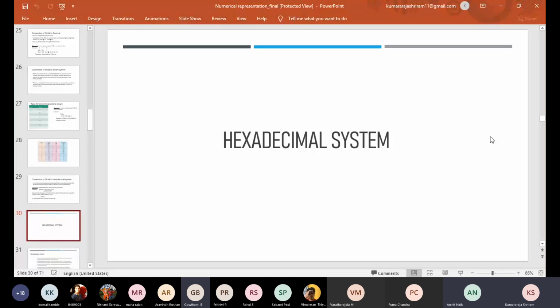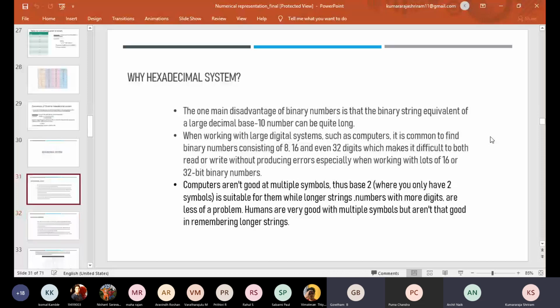Hello everyone, good afternoon. This is Gautam and I will be taking hexadecimal. Before getting on to the hexadecimal system, we will try to understand why we need it. Just think of a decimal number, say 1023. The binary equivalent of it would be 10 bits.